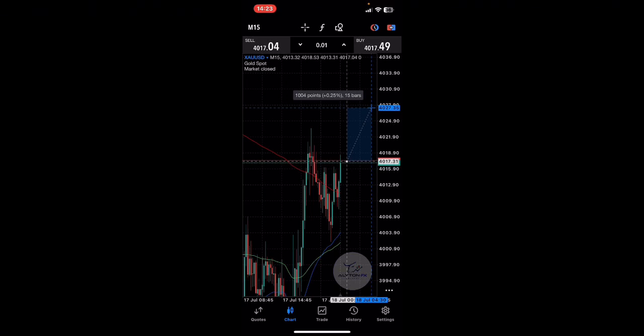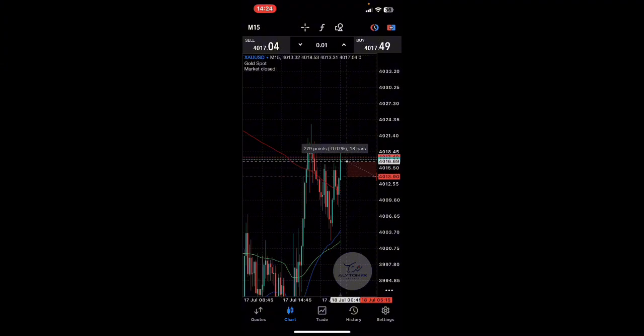The same thing happens if you sell. If you sell at this price, 4017, and the price reduces to 4015, it means that we are counting down. So 4017 to 4016 is 10 pips. 4016 to 4015 is 20 pips. It means we ran down 20 pips in profit. So this is how pips is calculated in XAUSD price.